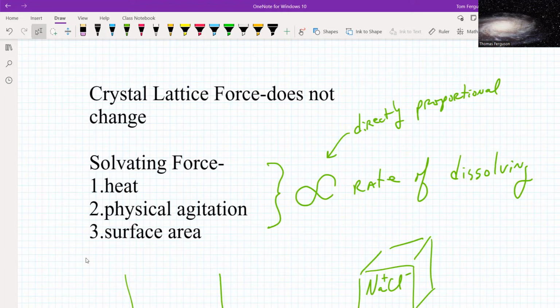So if something doesn't dissolve, that means crystal lattice force is greater than solvating force. But if we increase the temperature, that increases solvating force up to the point where it becomes greater than the crystal lattice force, and it dissolves. So the thing you can control is solvating force, not the crystal lattice force. Okay.